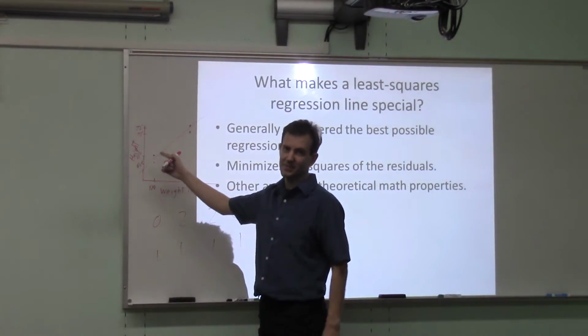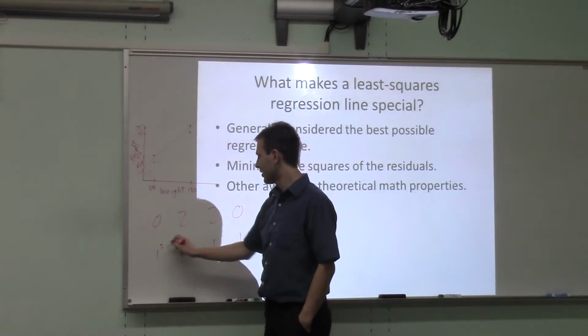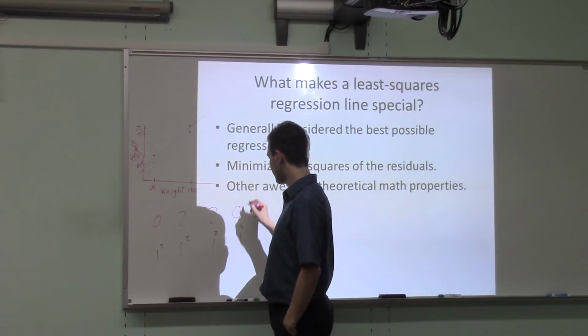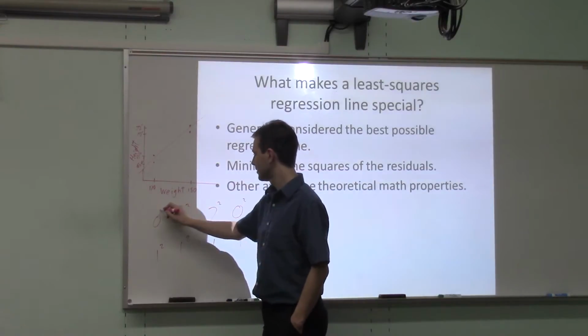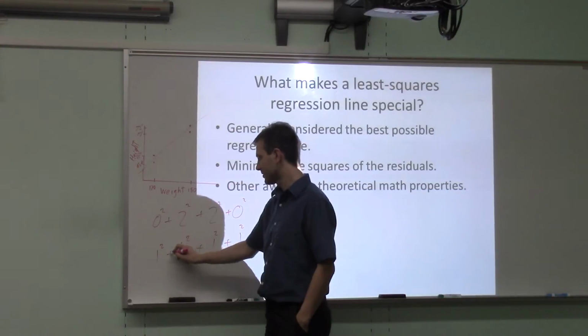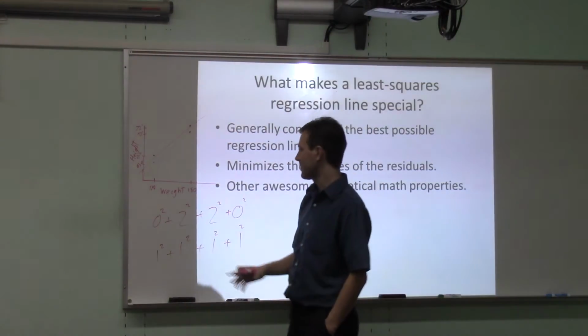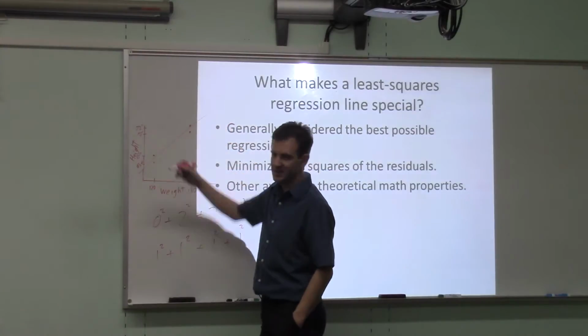I mean, you can see that that's a better line because it goes right through the middle of the 4 points. But what makes this better is that when you square all of the numbers, this comes out to 8, and this comes out to only 4. So this is a better line. That's why they use least squares. They make the squares of the residuals as small as possible.